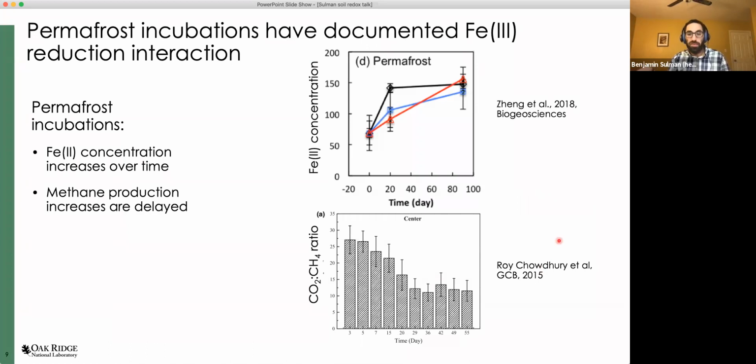There's also some evidence from incubation studies where if we look over time, there's an increase in the concentration of iron 2, which is produced by iron reduction processes that microbes can use to support decomposition. And this is more or less correlated with a change in the ratio of CO2 to methane production over time, where the amount of CO2 per unit methane declines over time as the iron concentration is changing.